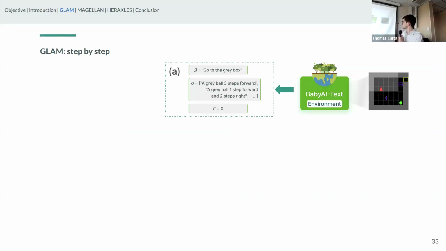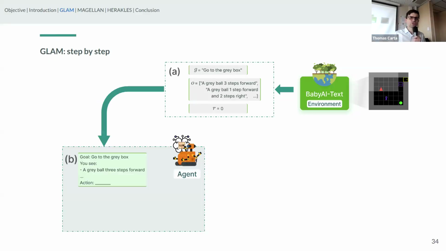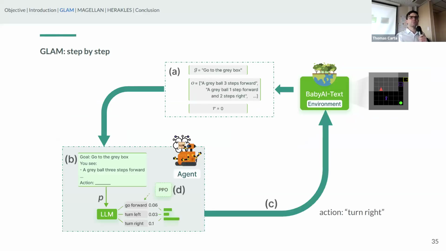So GLAM step by step. We have BabyAI-Text that will first generate a goal and an observation. The goal and the observation will be concatenated to generate a prompt that is passed to the LLM. And the LLM will use this prompt to rank the different possible actions. And from this distribution over the action space, we'll select specific actions and we'll update the LLM using a classical RL algorithm called PPO.